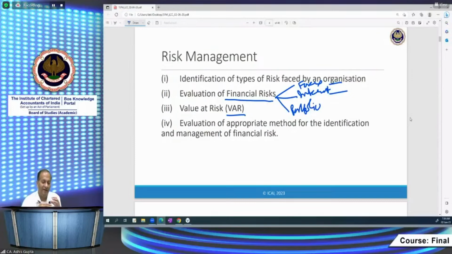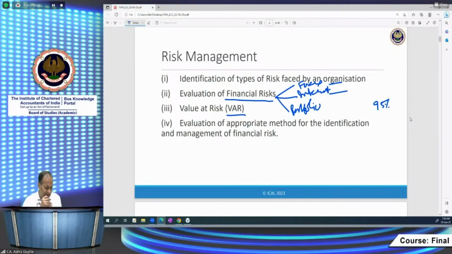So by using value at risk, you come to know how large a position you can take in the market so that your loss should not exceed this limit. All this is expressed with a confidence level, like a 95% confidence level. So all these concepts have been discussed here.